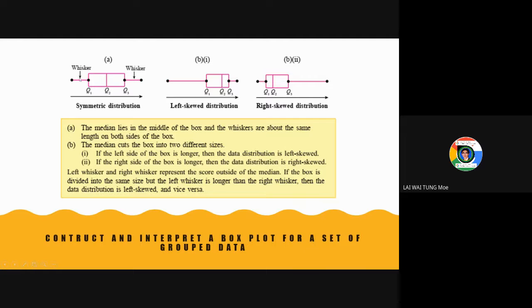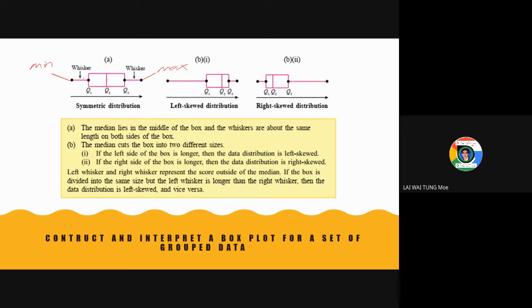You also need to construct two whiskers. This point is actually the minimum value from your ogive. And this point is your maximum value from your ogive. This value is your Q3, this value is your Q1, and this one is your median. Later we'll look at one example.